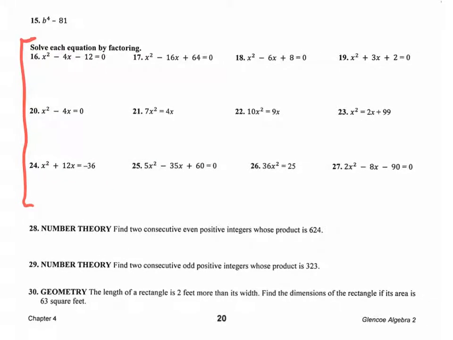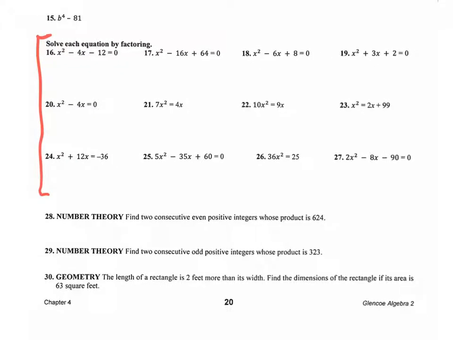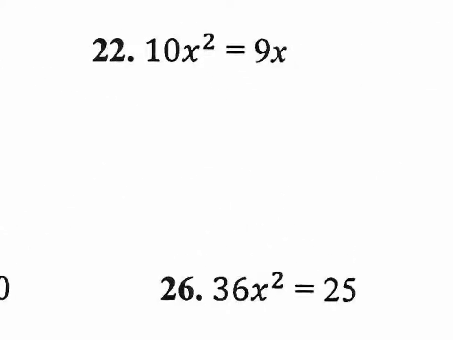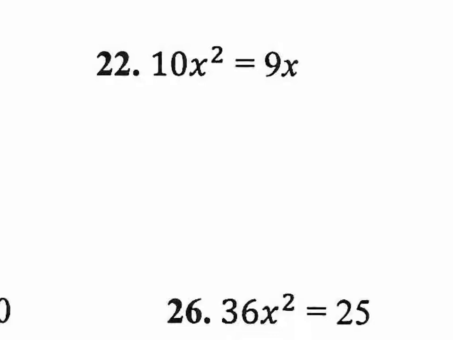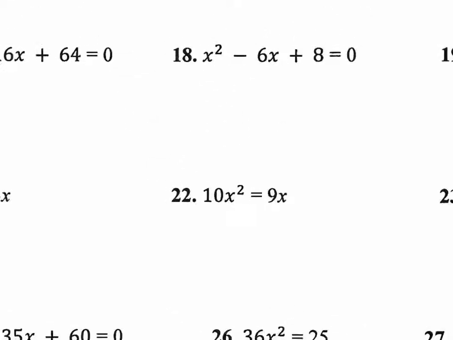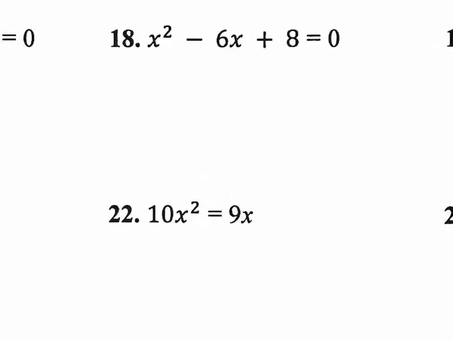How about pick one? Anybody? 16 through 27. 22. Okay. So let's look at number 22. Now, we want to solve this by factoring and then splitting and solving. Okay. Well, before we do 22, how about 18? Isn't that easy? Yeah. Why is that easy, guys?